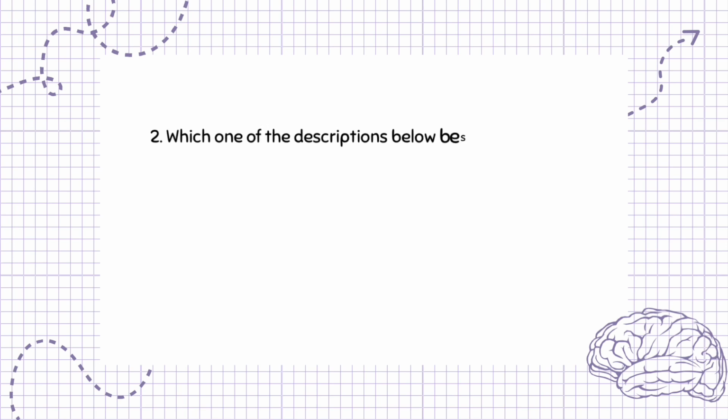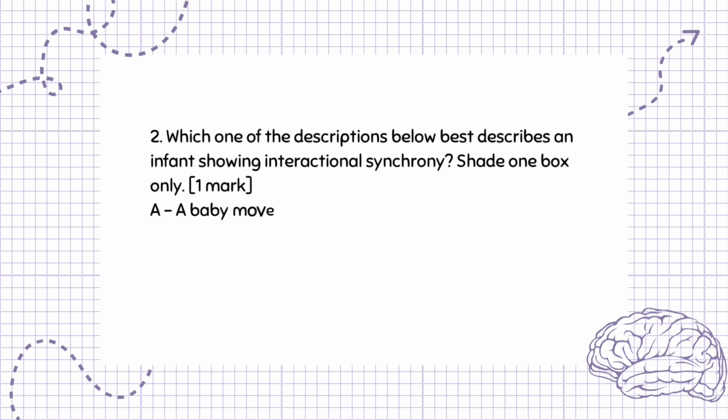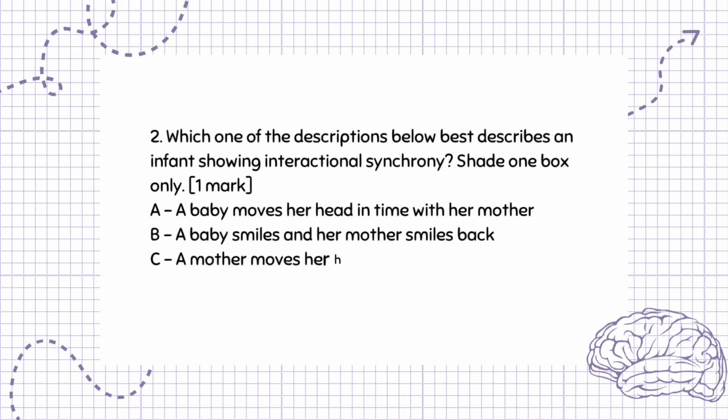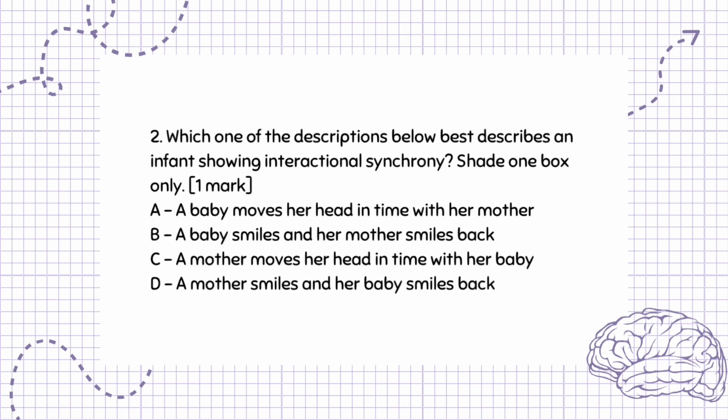Question 2. Which one of the descriptions below best describes an infant showing interactional synchrony? Shade 1 box only. 1 mark. A. A baby moves her head in time with her mother. B. A baby smiles and her mother smiles back. C. A mother moves her head in time with her baby. D. A mother smiles and her baby smiles back. The answer is A. A baby moves her head in time with her mother.